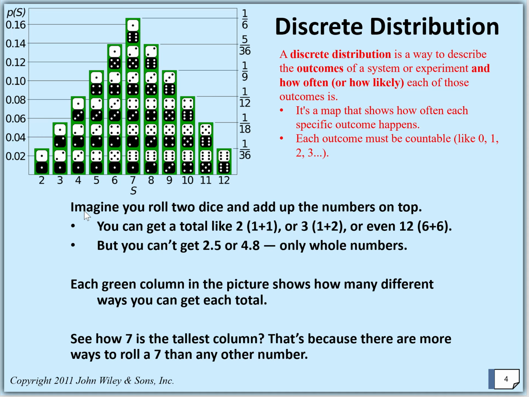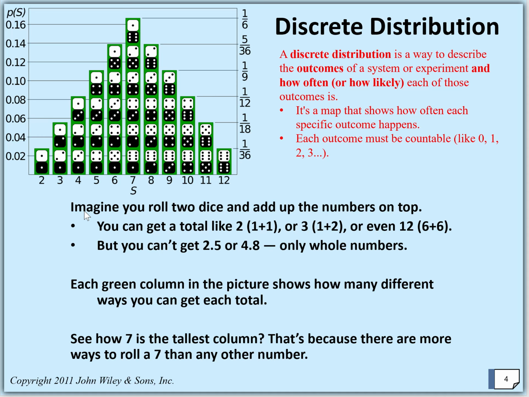And the shape of this distribution of counts, how many times 7 occurs, tells you how the system behaves. So right now the system is telling me that 7 occurs most of the time. Okay, so imagine you roll 2 dice and add up the numbers on the top.